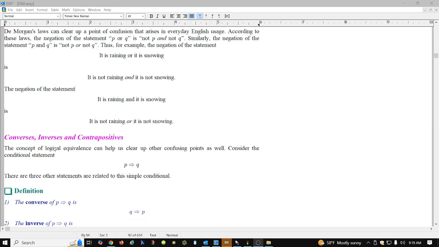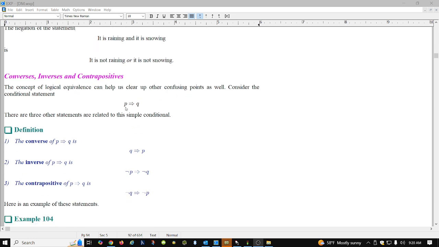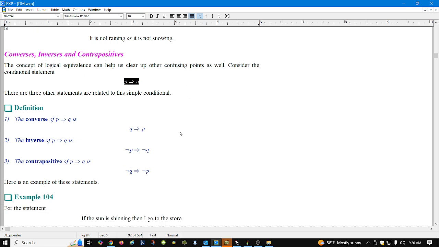So let's look at this now: converses, inverses, and contrapositives, because this is another point of common confusion among, what should we say, lay people, non-mathematically oriented people, or non-logically oriented people. This is the conditional statement, P implies Q. There are three other statements that are related to this one, in some sense, at least syntactically.